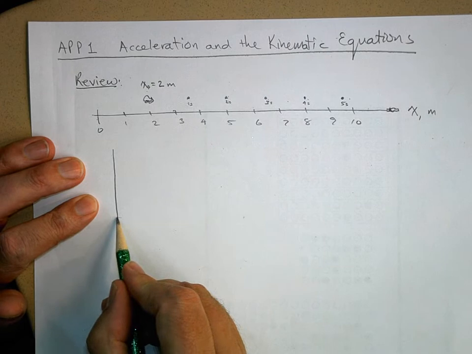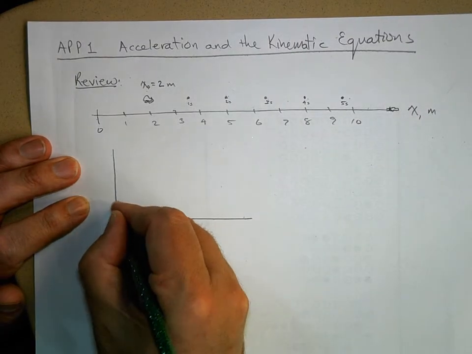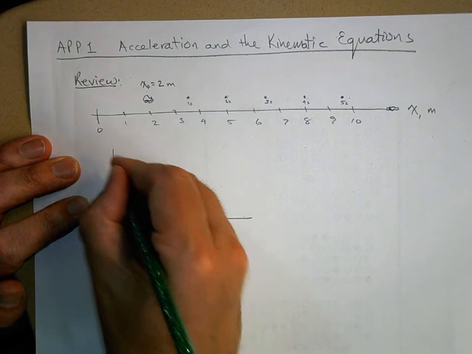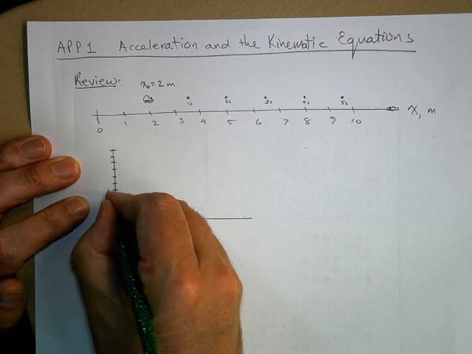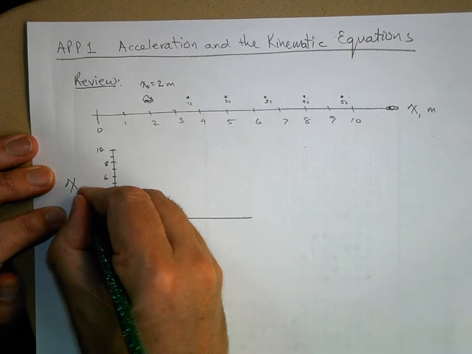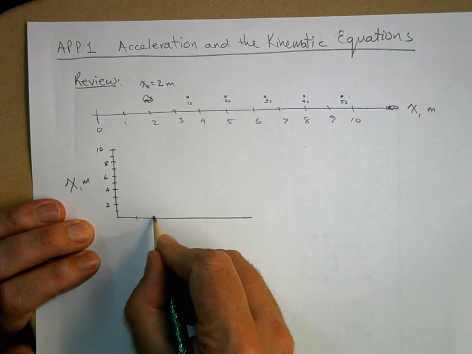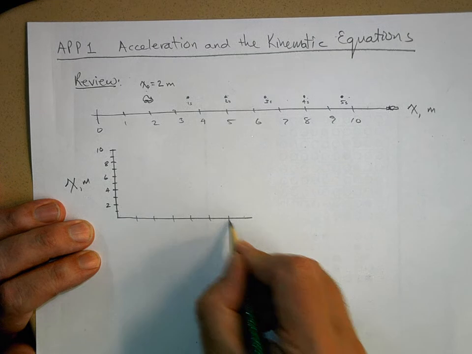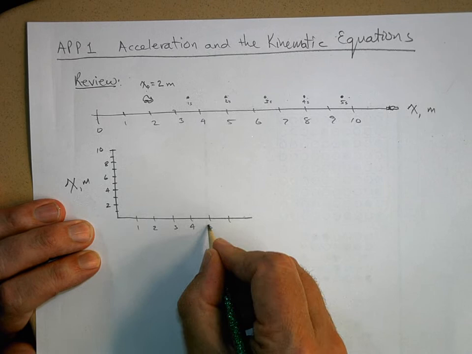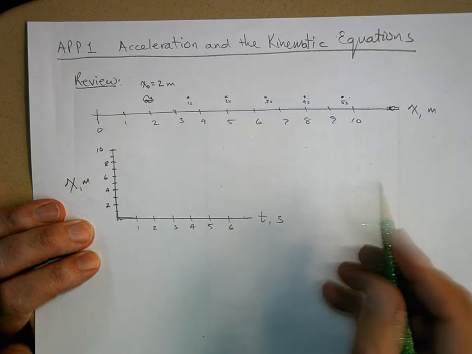We graphed position. So 2, 4, 6, 8, 10. This is position in meters. And this is time, 1, 2, 3, 4, 5, 6. Oh, I think we just went to 5. This is time in seconds. And then we graph these positions.